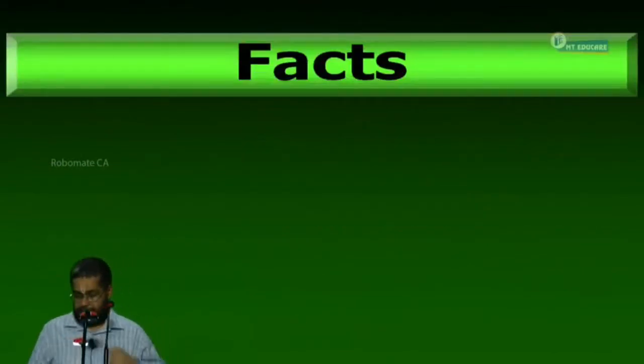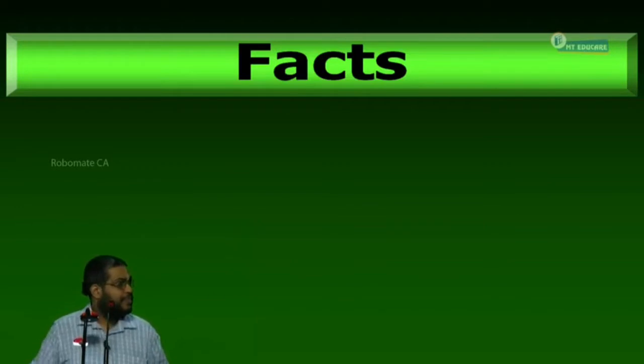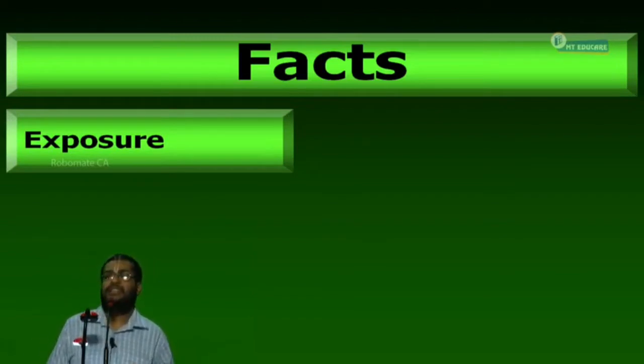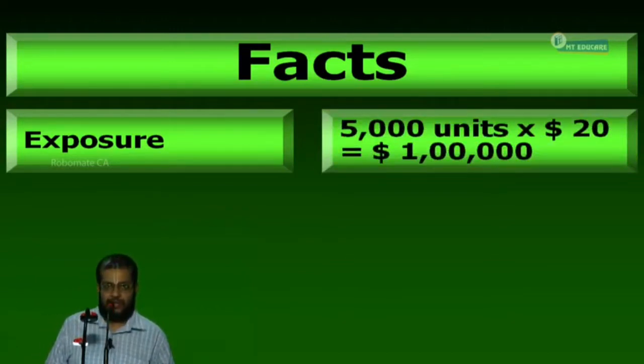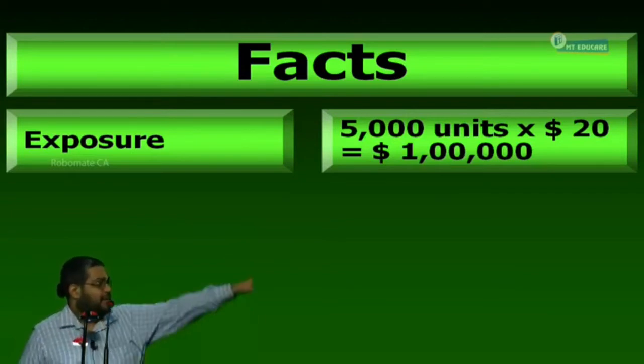Okay, facts. It is question number 26. Exposure. How many units into how many dollars? 5,000 units into $20 is equal to $1 lakh. Exposure is equal to $1 lakh. That's it. I think you are all following.